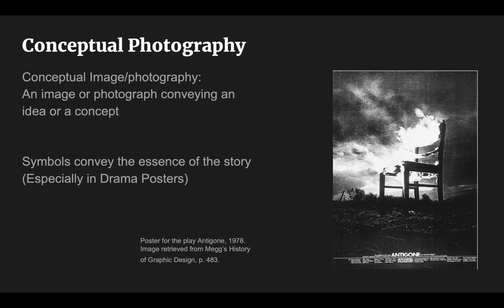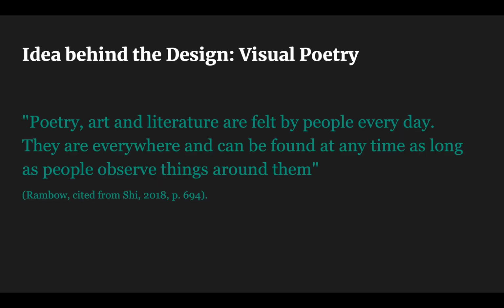There are two major ideas behind the design of Rambow. The first one is visual poetry. He said that poetry, art, and literature are felt by people every day. They are everywhere and can be found at any time as long as people observe things around them. He believed that everything in the world could be components of visual poetry.